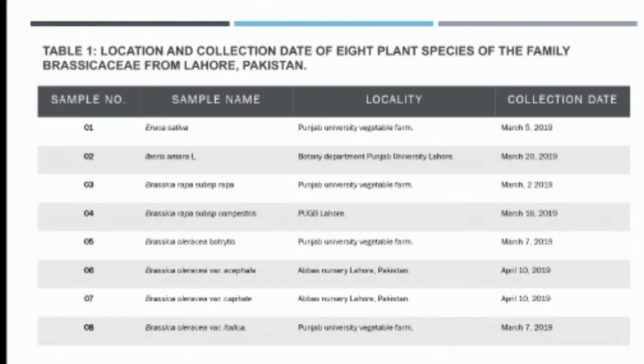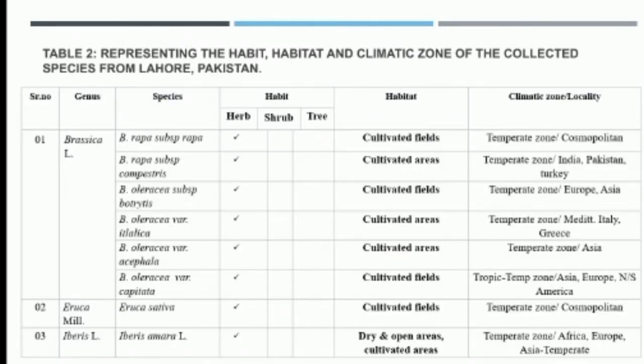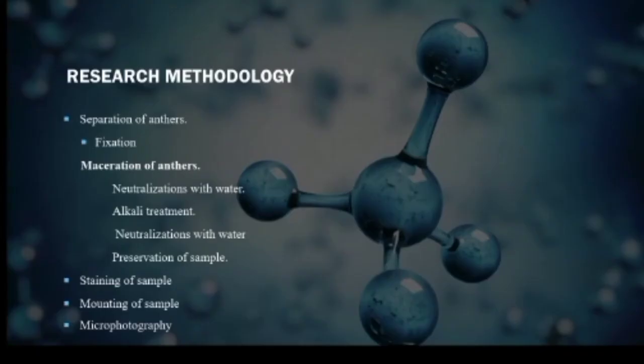In this table, location and collection date of the 8 plant species of the family Brassicaceae from Lahore, Pakistan has been given. This table represents the habitat and climatic zone of the collected species from Lahore, Pakistan, and it can be easily seen here that all the collected species were herbaceous in nature, and their habitat were cultivated fields because most of them are the food crops. But the Iberis amara was collected from the dry and open areas, and it was also collected from the gardens because it is an ornamental plant.